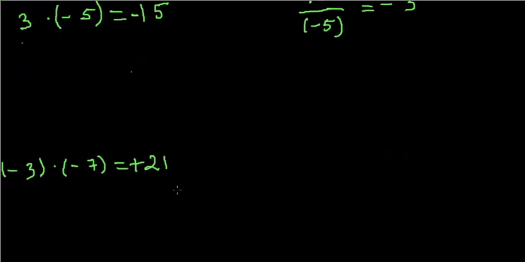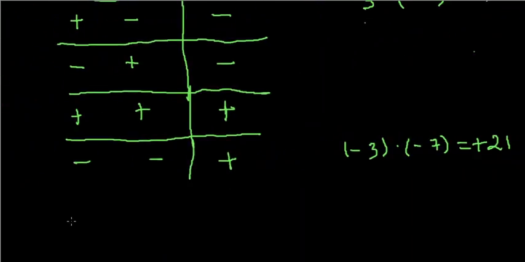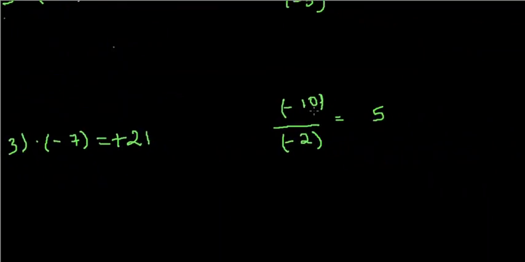And the same goes with division. If I say negative 10, it's best to just put parentheses, it's good practice, divided by negative 2. First we just do 10 divided by 2. It doesn't matter what the sign is just yet. So 10 divided by 2 is equal to 5. Let's go back to our chart. Negative 10, a negative number, divided by negative 2, also a negative number, will give a positive number.